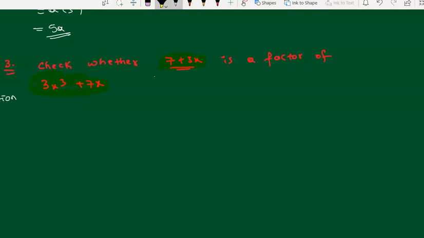So what is this factor? First you have to understand that factor. Suppose you have 6. If I ask you to write down the factors, you will write 2 and 3, 1 and 6. Why do you write these numbers? Why don't you write 4? Because 4 doesn't divide 6 completely. It doesn't give you 0 remainder.